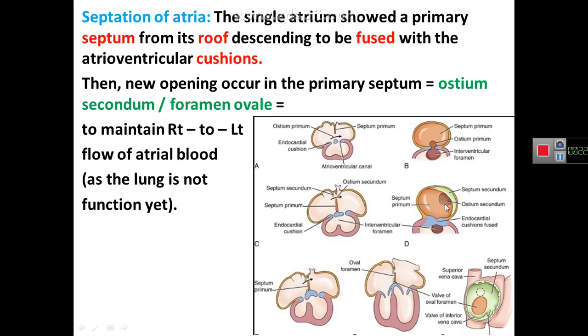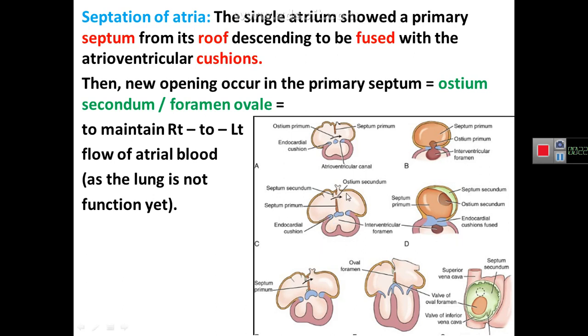This new opening that occurs in the primary septum to maintain right to left interatrial blood flow is called secondary opening or secondary ostium or ostium secundum. And thus, the secondary opening will maintain right atrial to left atrial blood flow during fetal life because the right atrium is not in need of pushing the blood to the right ventricle because the right ventricle is not pushing the blood to the lung in the embryo.